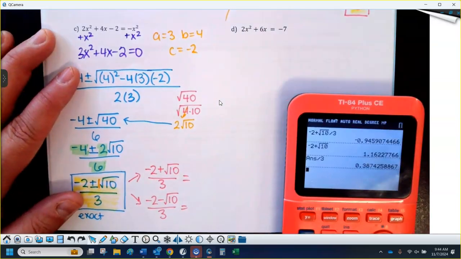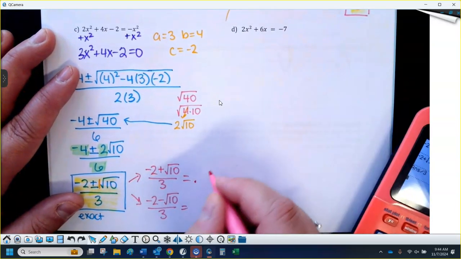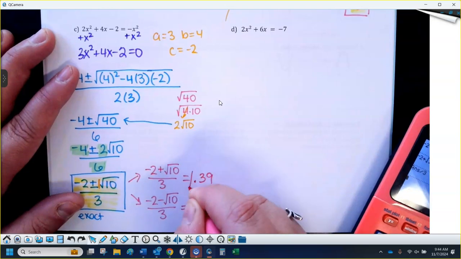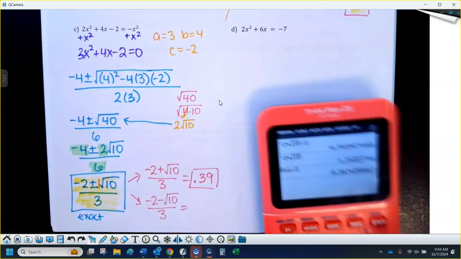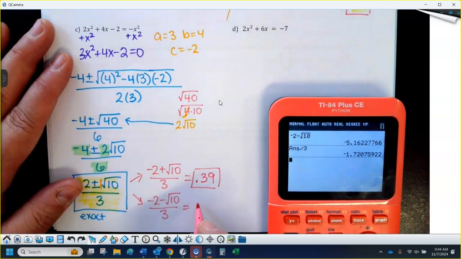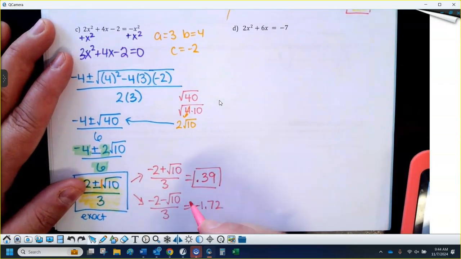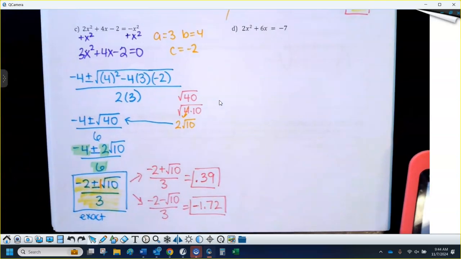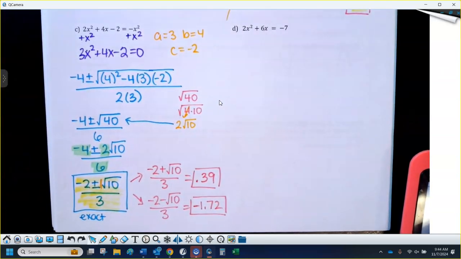So my actual approximate solution there, it's just going to ask you to do 2 decimal places. This is about 0.39. So that's where we would see it if we were looking at a graph. That's where it would cross the x-axis, just at about 0.39. The other solution, -2 minus root 10, just hit the equal sign or the enter button and then divide it by 3. So make sure your calculator is simplifying the numerator first. This is about -1.72. And so that would be the other place that, if we graph the related quadratic, it would cross the x-axis.